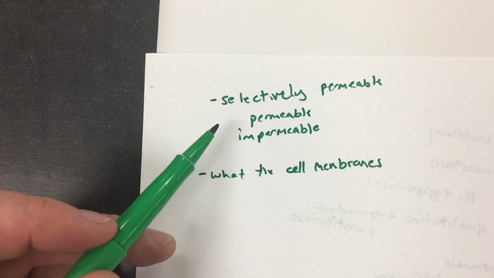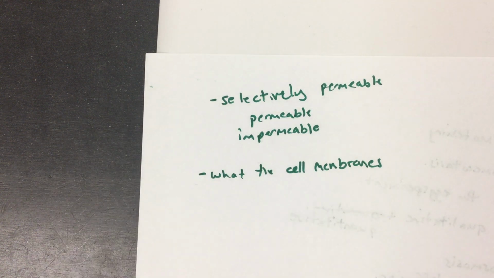Right. Cell membranes are selectively permeable. So why do we have cell membranes? Well, to keep bad things out of our cells and to keep good things in our cells. To make sure only the good things go in, the bad things come out. To selectively pick and choose what things can get into and out of you so that you can maintain homeostasis.